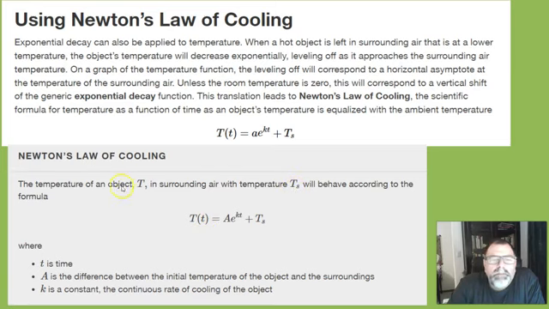And the temperature of the object is the capital T. So this is T as a function of time. This is the temperature of the object as a function of time. So that's the difference between the object and the air. And then the little t is time. And then the capital T sub s is the temperature of the surrounding air.